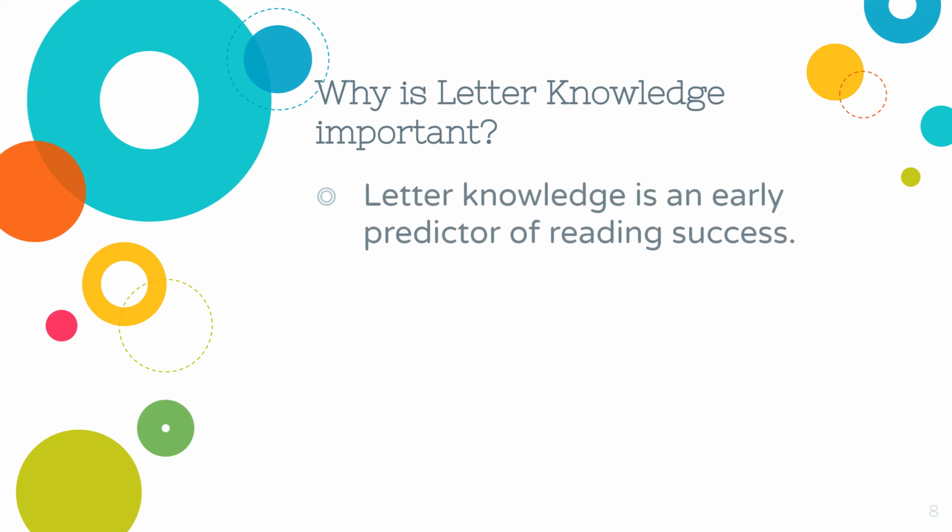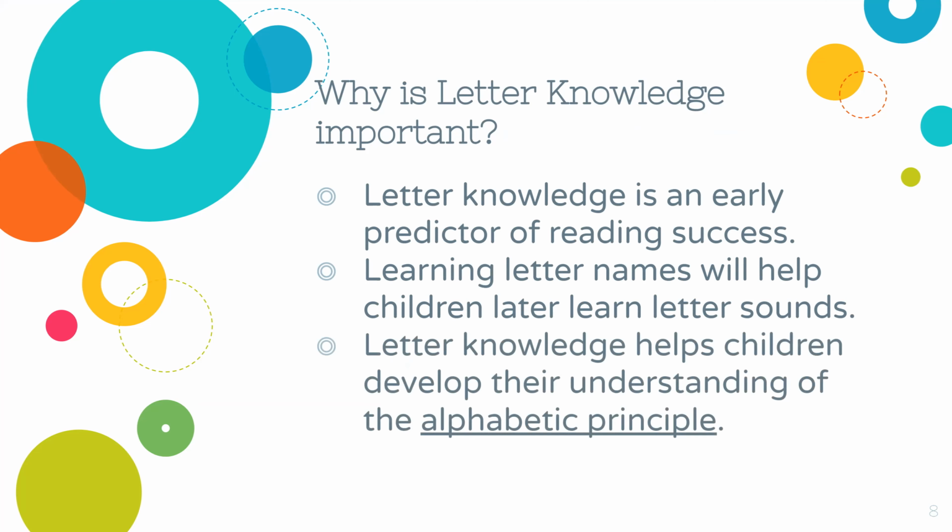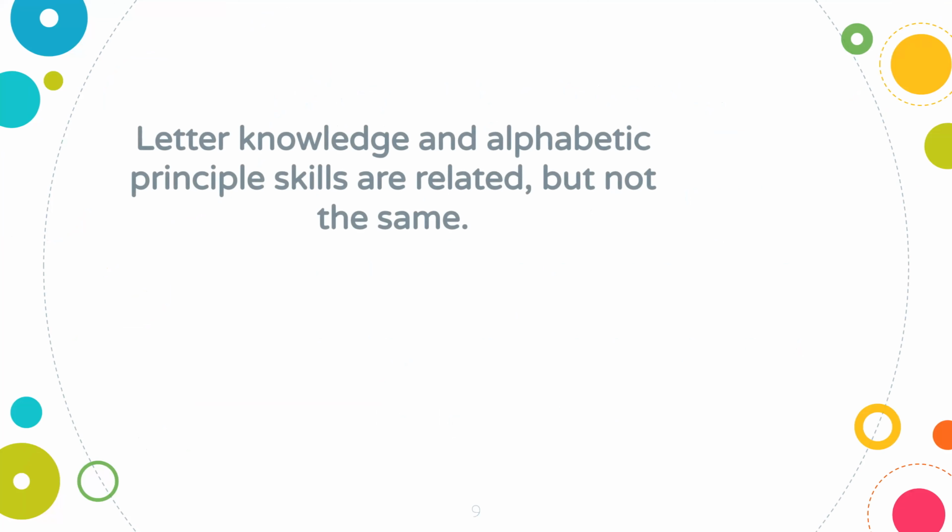Why is letter knowledge important? Well, letter knowledge is an early predictor of reading success. It goes along hand in hand with phonological awareness. They're not the same skills, but they do work together as early predictors for reading success. Learning letter names will help children later on learn letter sounds. And letter knowledge also helps children develop their understanding of the alphabetic principle. And the alphabetic principle and letter knowledge are both related skills, but they are not the same skill.